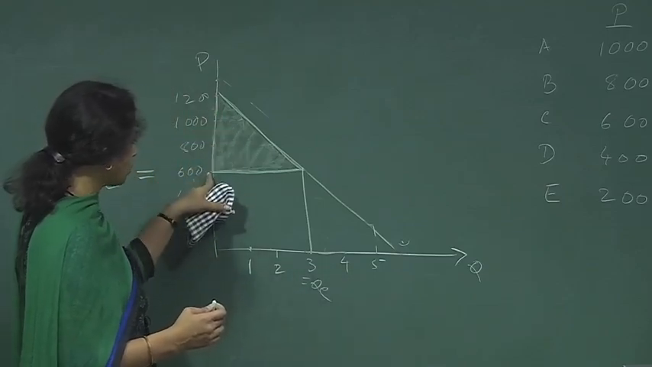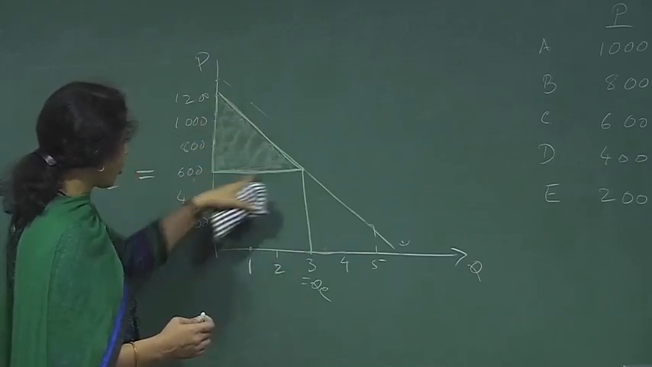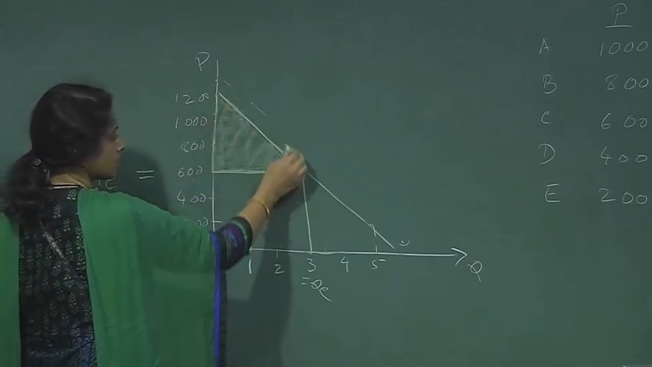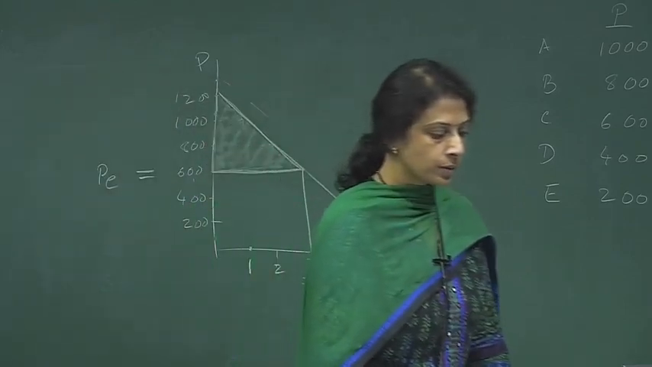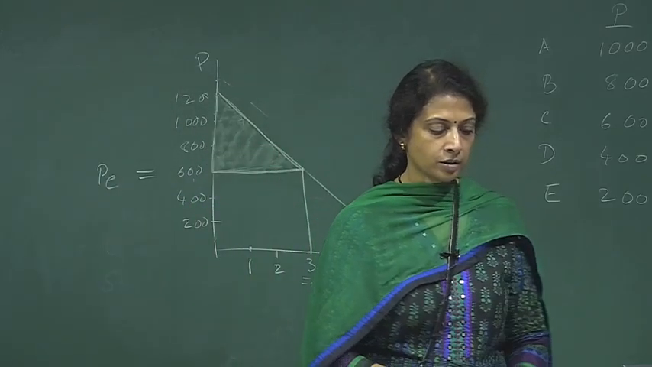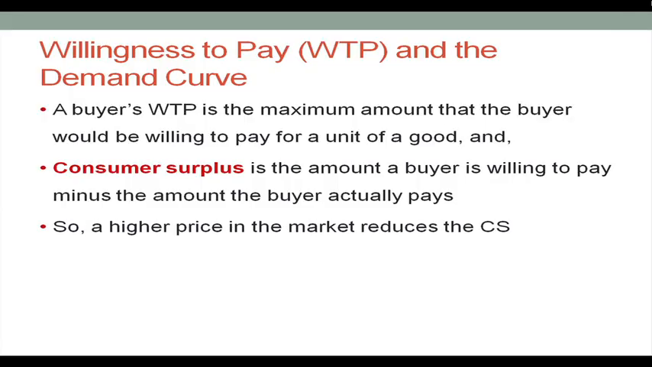So, all the people who are here, everyone is going to buy the t-shirt, and for all these people, this is the consumer surplus that they are going to get. So, consumer surplus is the amount a buyer is willing to pay minus the amount the buyer actually pays. So, a higher price in the market reduces the consumer surplus.